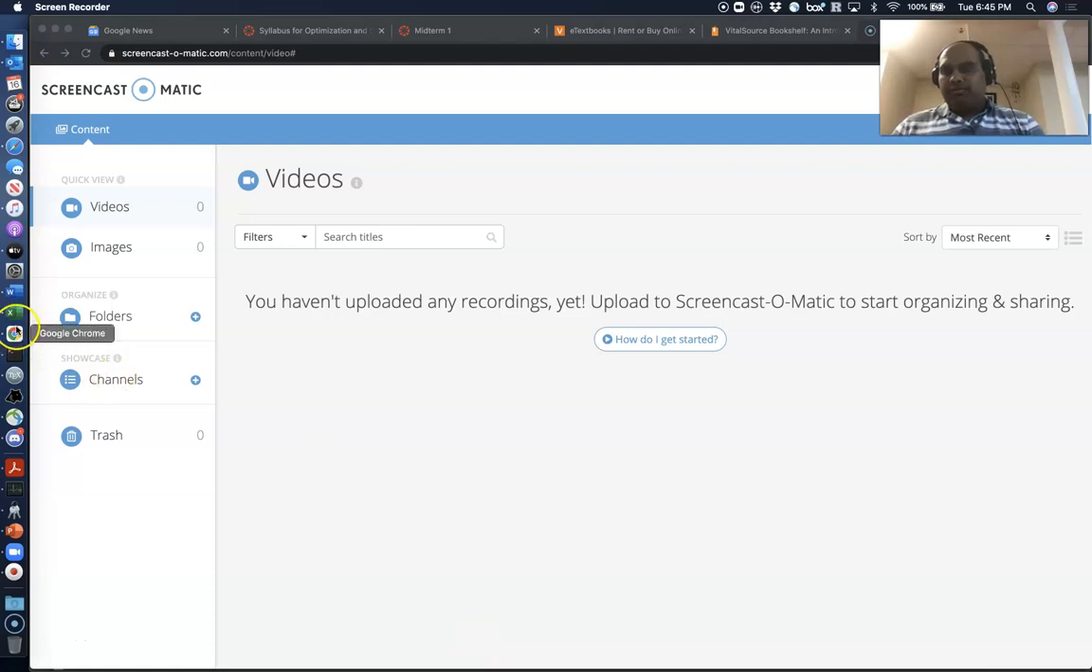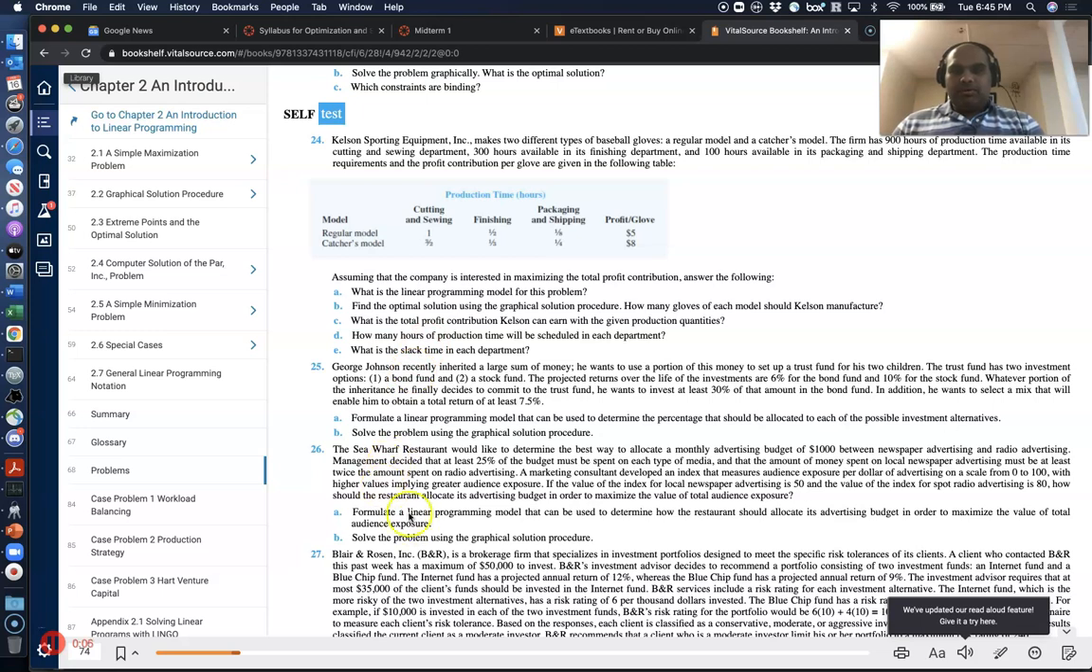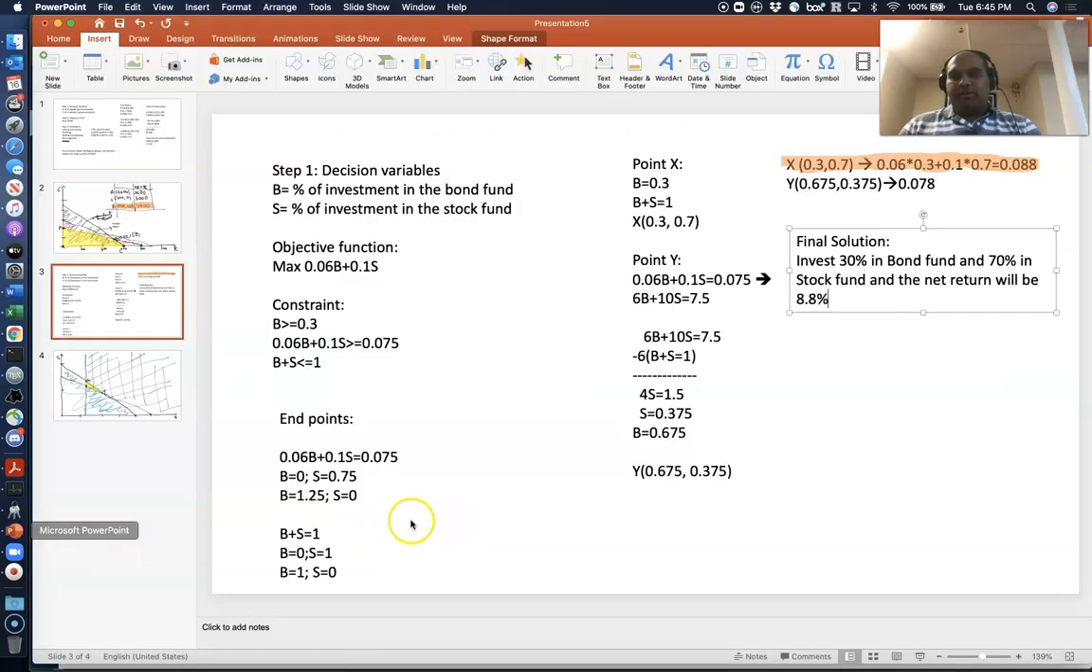Okay, so the third problem in the homework is the restaurant problem. Is this an interesting one? Let's take it from there. You have $1,000 and you have to allocate it between newspaper and radio advertising, and you have some restrictions based upon that.